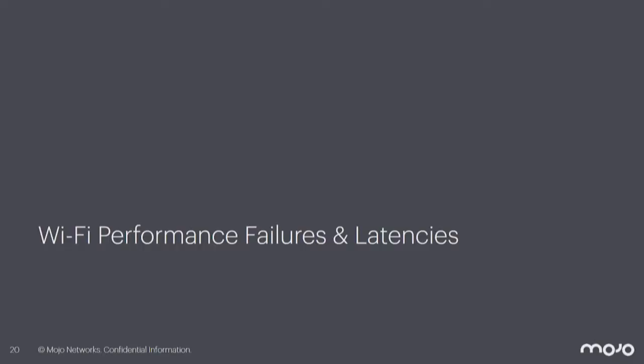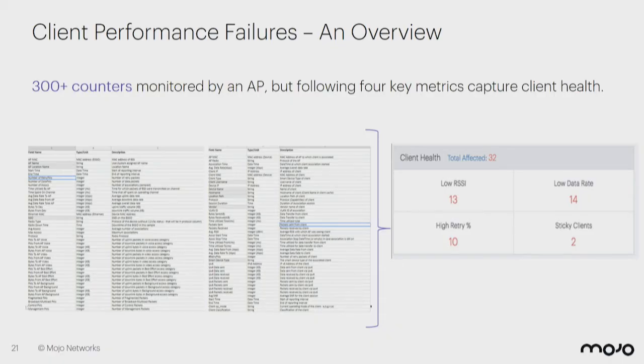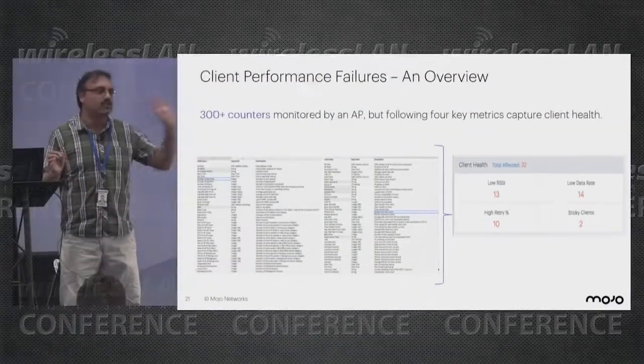So now let's quickly move on to the performance failures and latencies, okay? From a design philosophy perspective, we have taken a completely different stance here. Our EP can also collect tons of metrics, right? I think we also collect a lot of metrics. But what we have realized is that when it comes to characterizing the health of a specific client, all we need are a handful of parameters, and we have currently nailed it down to only 4 parameters.